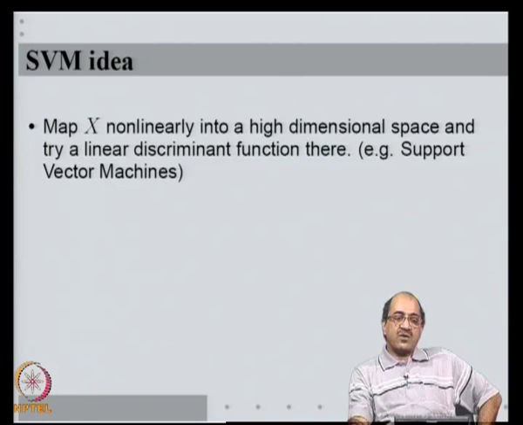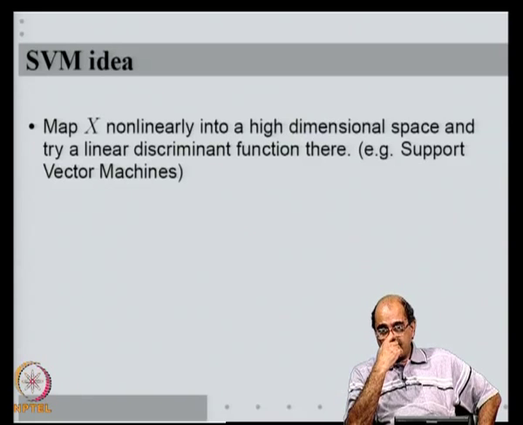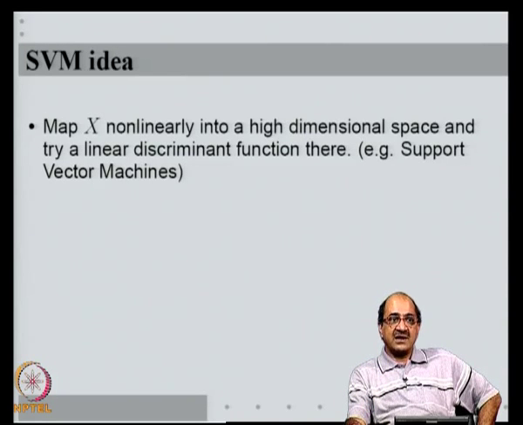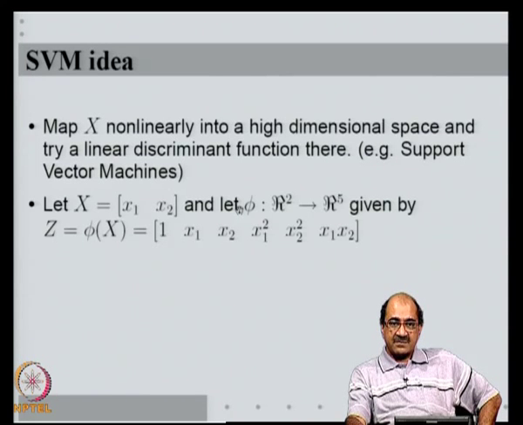A third approach is what may be called an SVM approach, where SVM stands for support vector machines. This is today possibly the best way to learn nonlinear classifiers. The idea is very simple. You map X, the feature vector, nonlinearly into a high dimensional space, and then learn a linear discriminant function there. What does that mean? Suppose the feature vector has two components, x1, x2. Suppose there is a function phi that maps R2 to R6, given by Z equals phi of x, a 6 component vector given by 1, x1, x2, x1 square, x2 square, x1 x2.